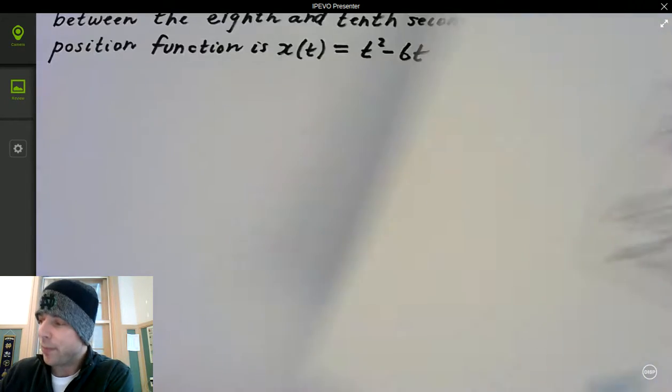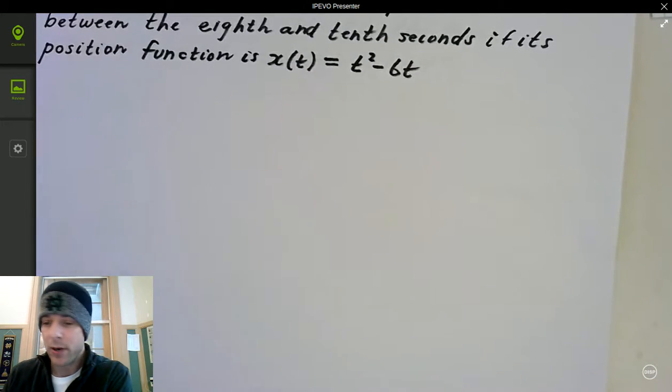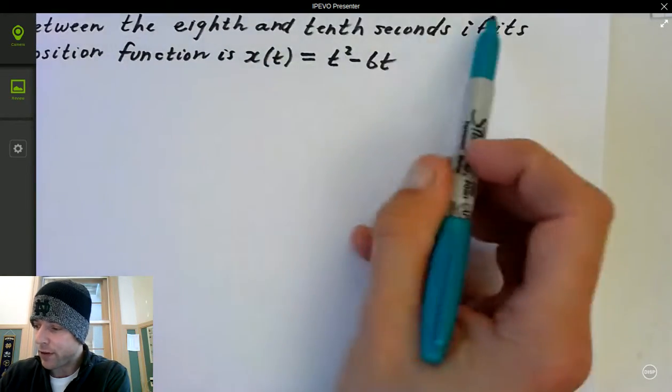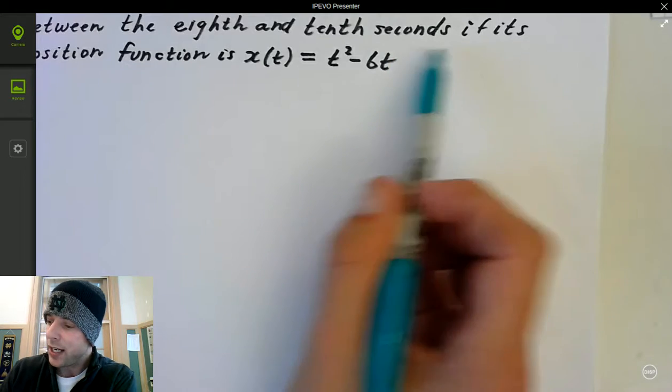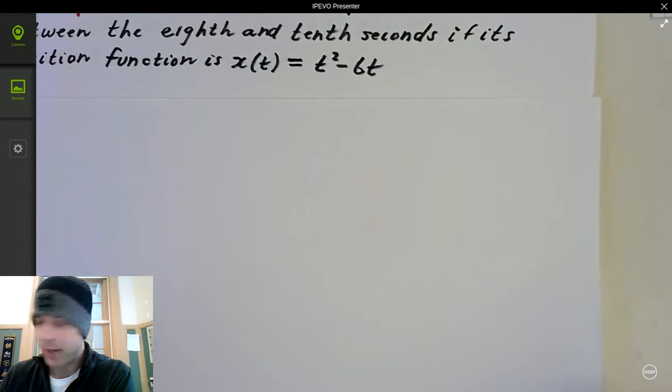So let's look at a couple of examples. We're going to look at distance. It's important we're not looking at total distance, but particles in motion comes up a lot in AB. Now, for our first example, how far does the particle travel between the 8th and 10th seconds if its position function is given by x of t equals t squared minus 6t.